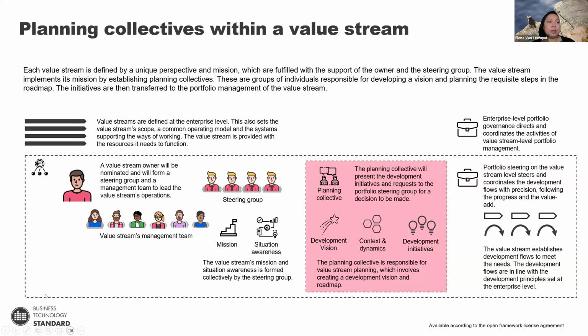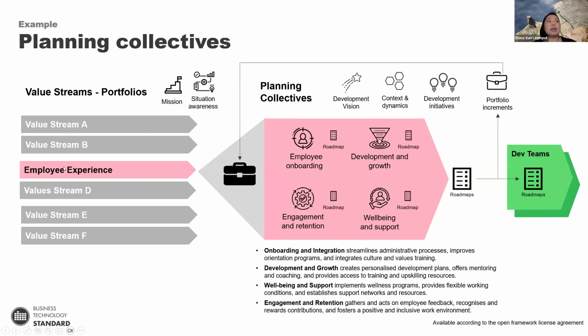So if I explain what is then the planning collective, I can have an example here. If these are the value streams, you say A, B, C here, and one of your value streams is called employee experience. And under that, you can create different planning collectives. And these planning collectives here, for example, employee onboarding, development and growth, well-being and support.